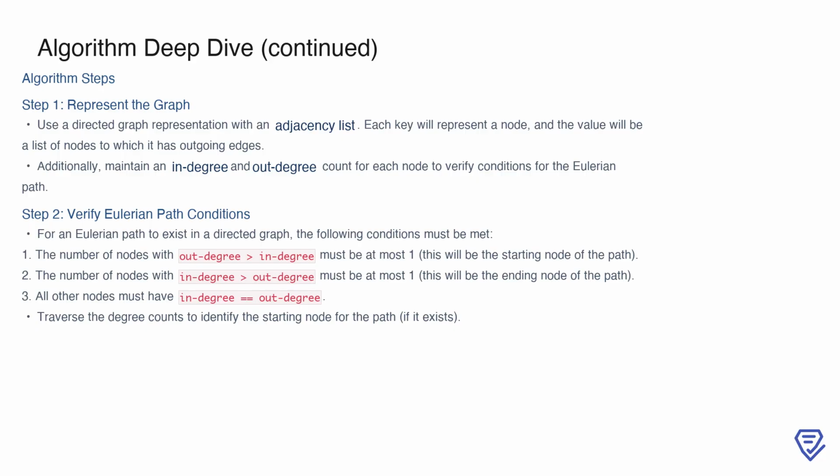Next, we check the Eulerian path conditions. For such a path to exist in a directed graph, there are three key criteria. First, the number of nodes with out-degree greater than in-degree must be at most 1, this will be the starting node of the path. Second, the number of nodes with in-degree greater than out-degree must also be at most 1, this will be the ending node. Finally, for all other nodes, the in-degree and out-degree must be equal. By traversing the degree counts, we can identify whether these conditions are satisfied and determine the starting node if one exists.